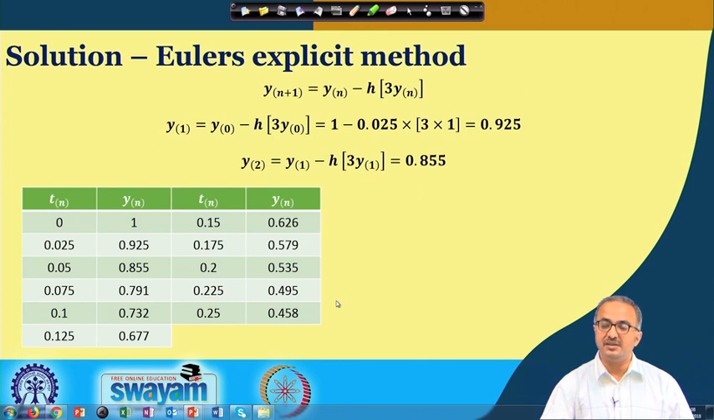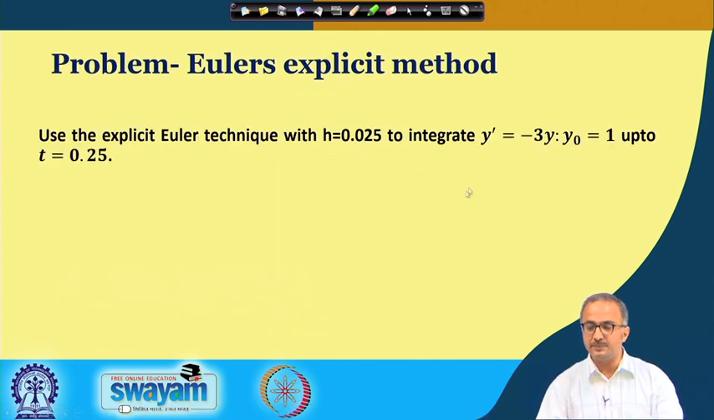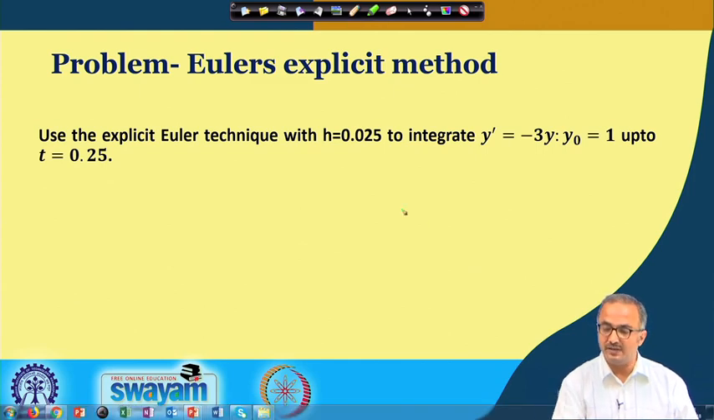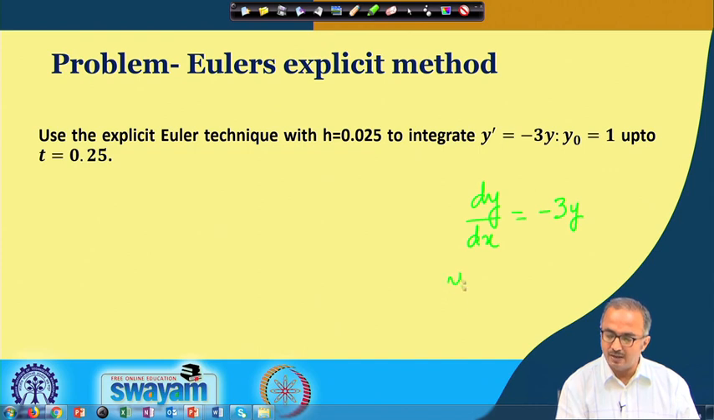Now you can check how good these values are. Incidentally, for this particular problem the analytical solution can be found very easily. So, you can see that it is dy by dx equal to minus 3y, okay, and you can see that y is equal to e to the power minus 3x plus c. So, this is the exact value of the particular thing.